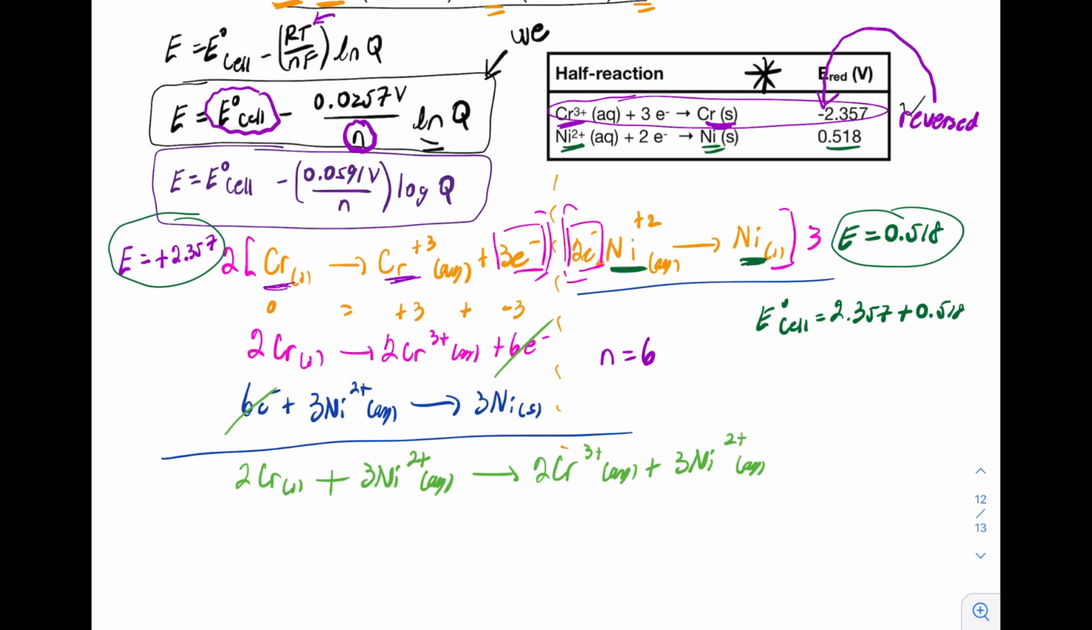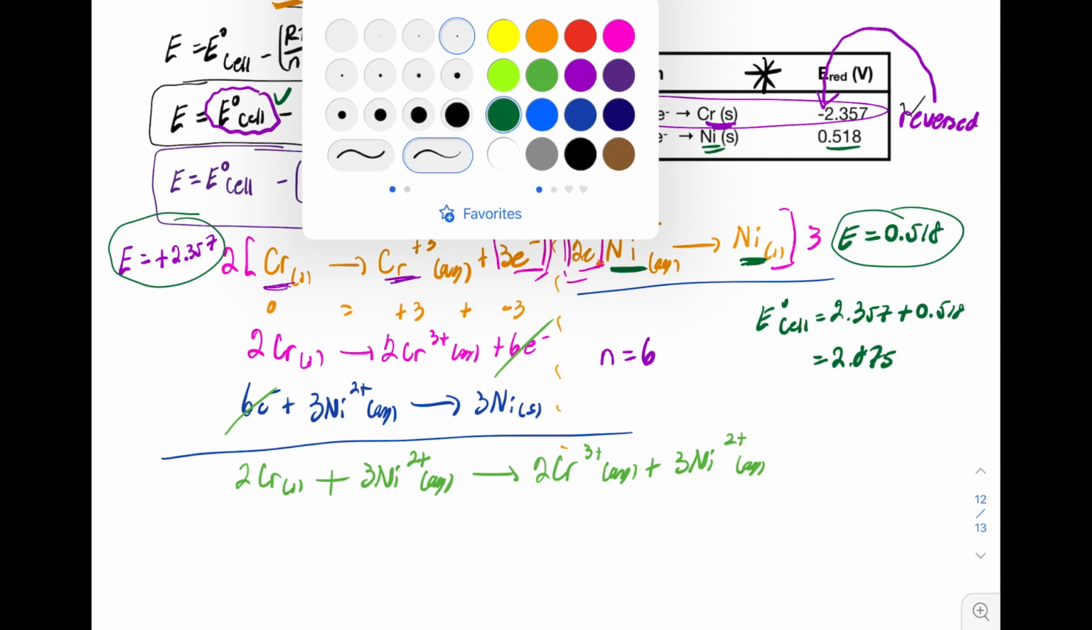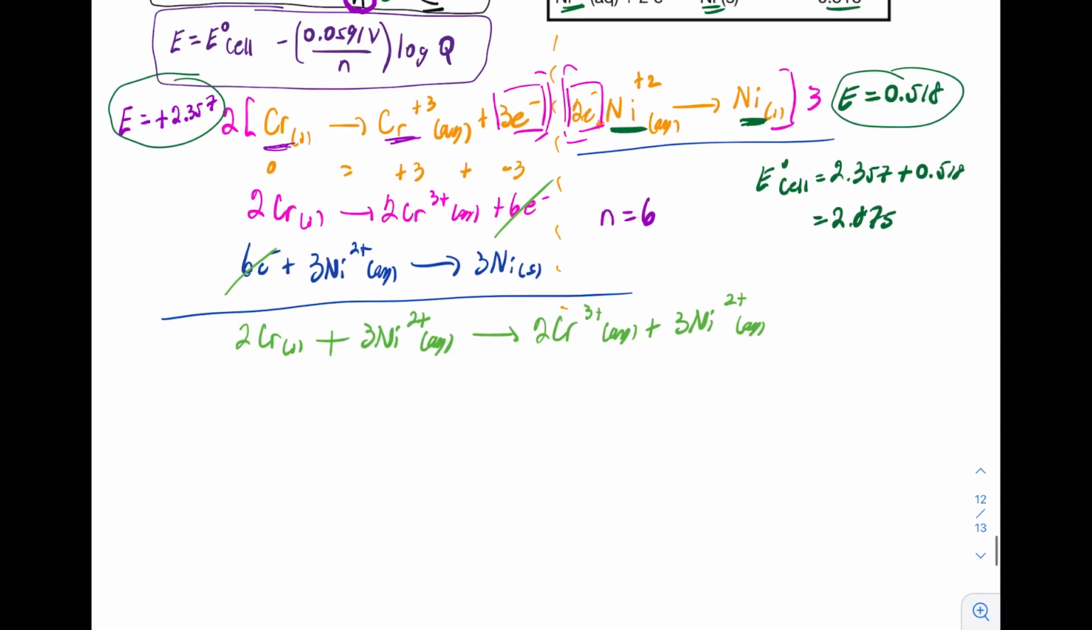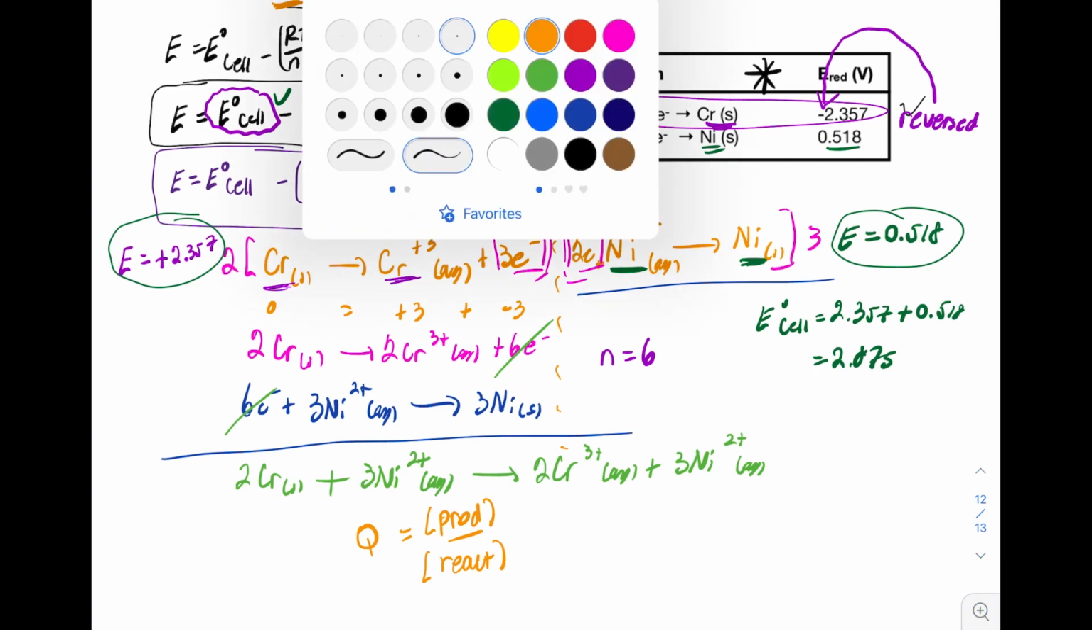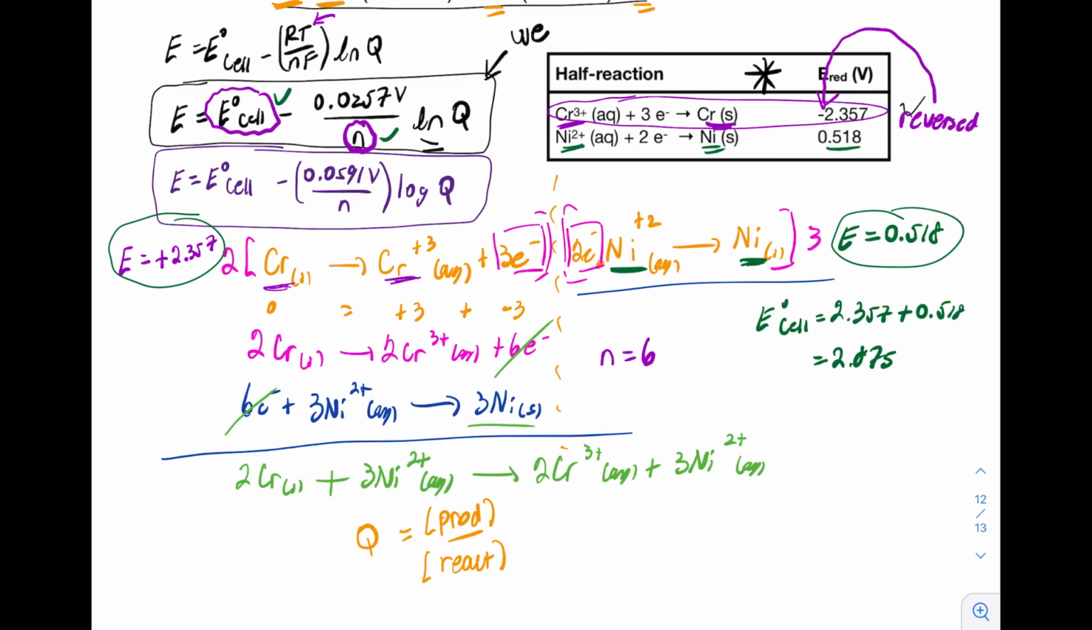2.357, add 0.518, and I get 2.875. So I know both of those quantities. Now how do I find Q? Q, remember, is products over reactants, concentrations. Okay, so I made a mistake in my half reaction here. So I had 3 nickels. That should have been a solid here.